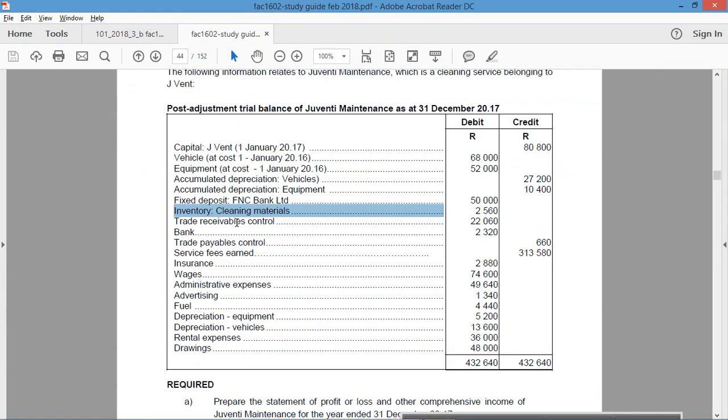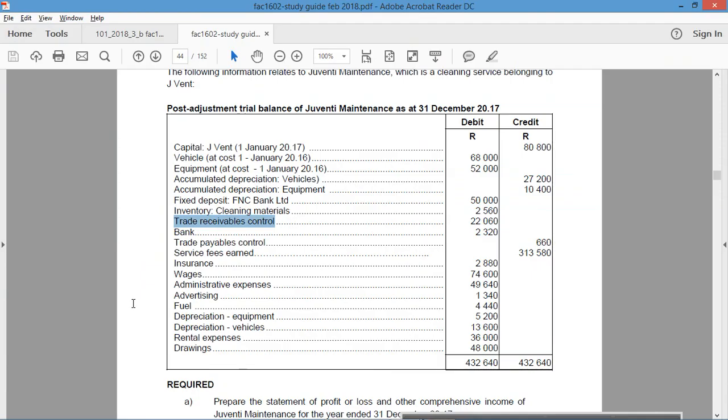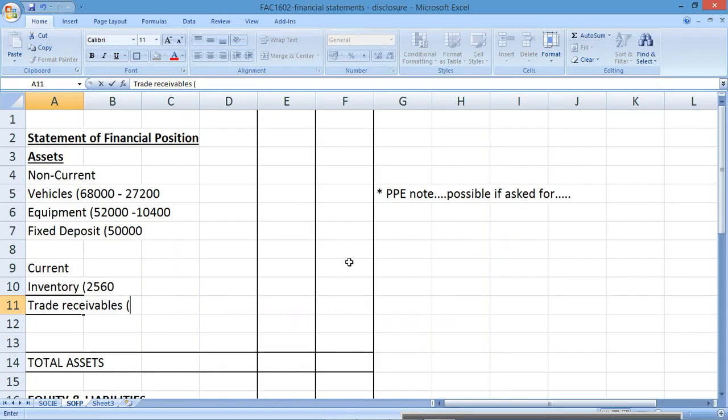Okay, next. Trade receivables. It's an asset. Which one? It's a current asset. Good. Another word for trade receivables? Debtors. That's better. Okay, how much? Let's get the figure. 22,060. Happy with that? Yes.